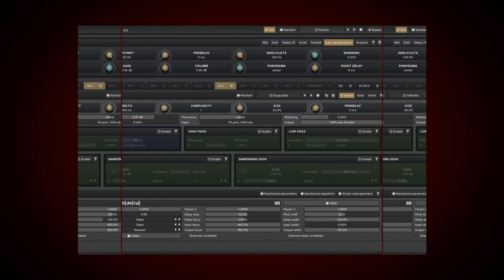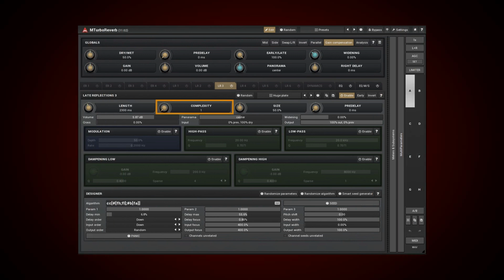the algorithm. The complexity controls the structure of the generator. As with the length parameter, its action depends on the selected algorithm. In most cases, it affects the density of the reverberation by controlling the number of delay taps.